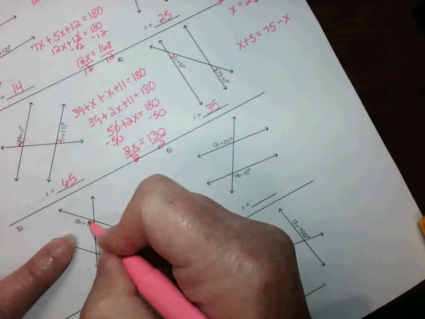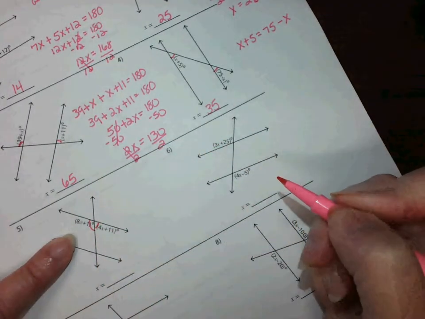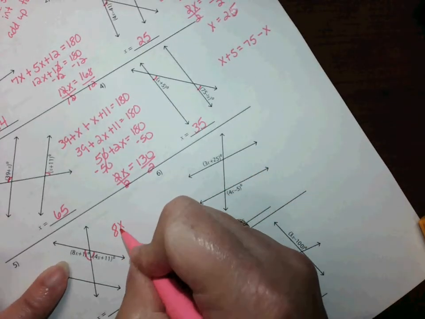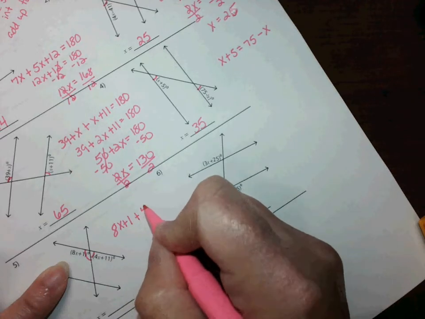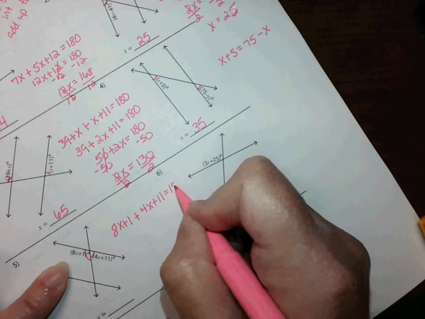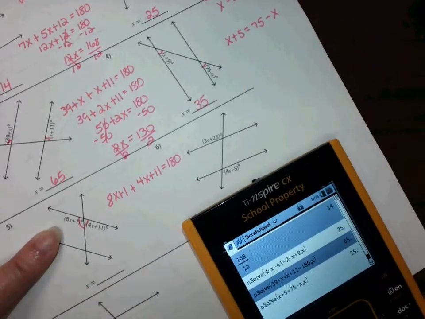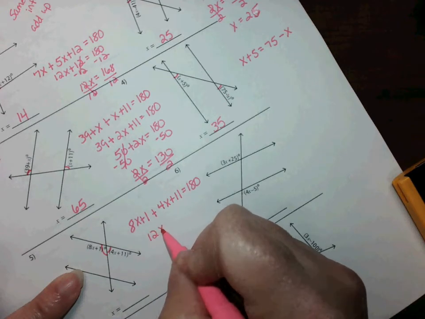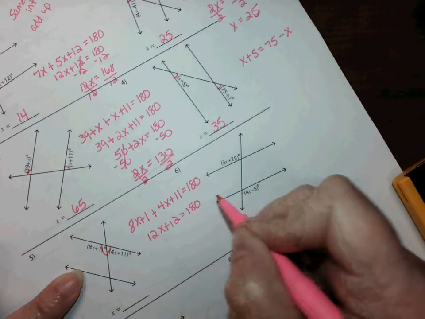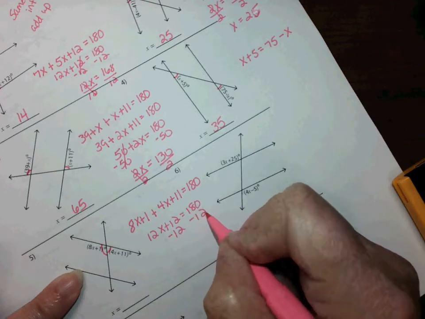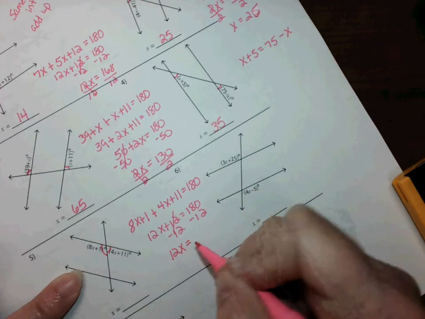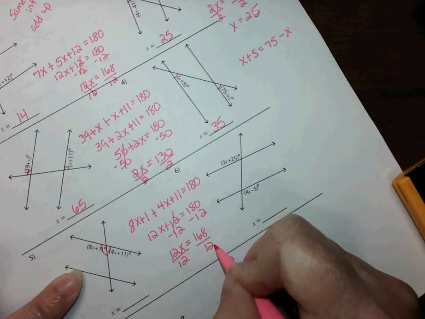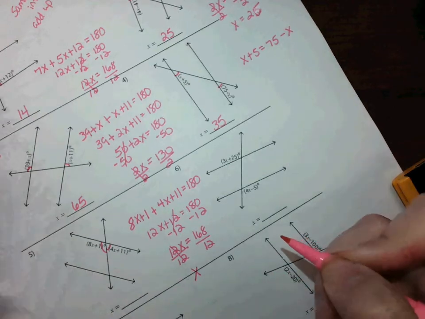Alright, these two angles, I've got one obtuse and one acute. That means that they have to add up to 180 degrees. So 8x plus 1 plus 4x plus 11 has to equal 180. I'll do every other one by hand. This is 12x plus 12, minus 12 on both sides. So 12x has to equal 168 divided by 12. I think we've already done that up here. 14.